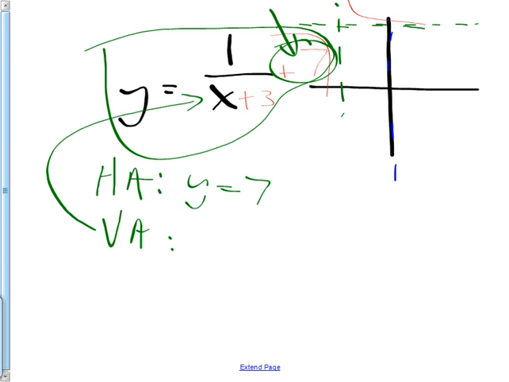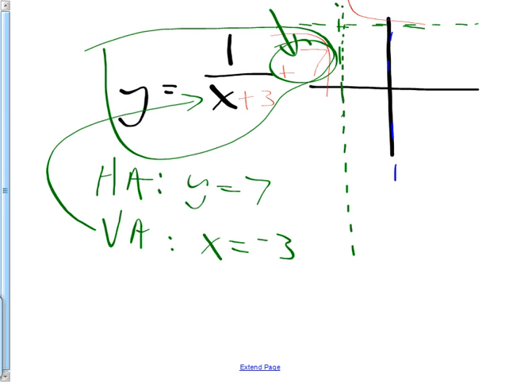What makes the denominator 0? X equals what? Negative 3. And you see how that's this line, right? Oh, probably shouldn't bring in a new color. That's this line right there. Okay, so there's my vertical and horizontal asymptotes.